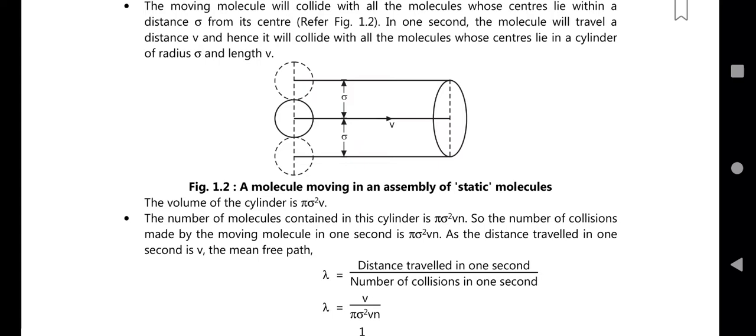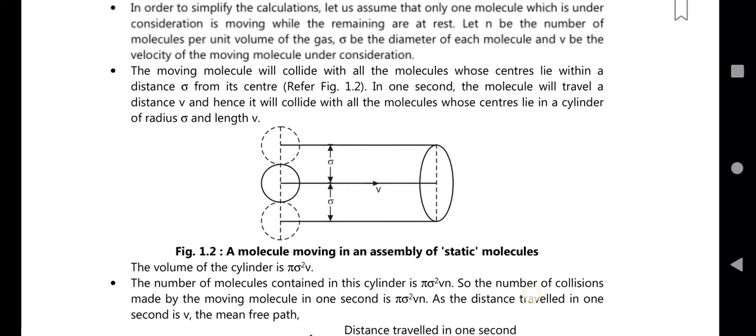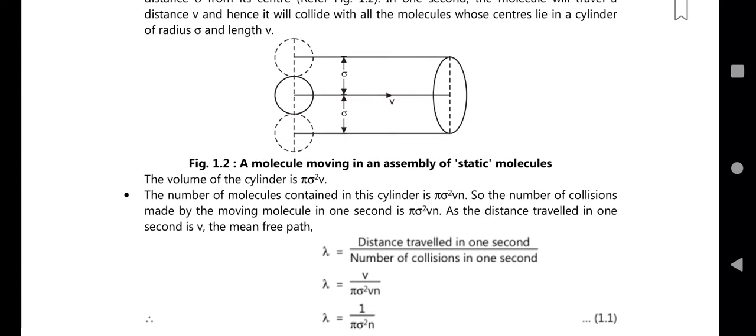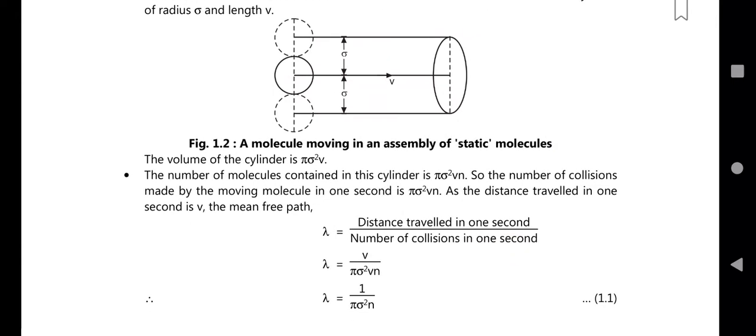The number of molecules contained in this cylinder is pi sigma square v n, where n is the number of molecules per unit volume of the gas, as mentioned above. If we multiply it by that volume, we get the number of molecules contained in this cylinder.